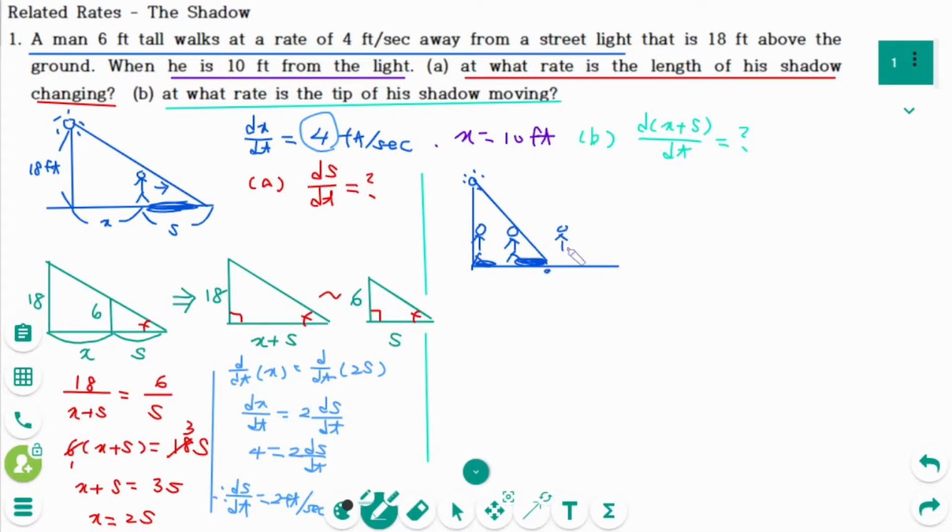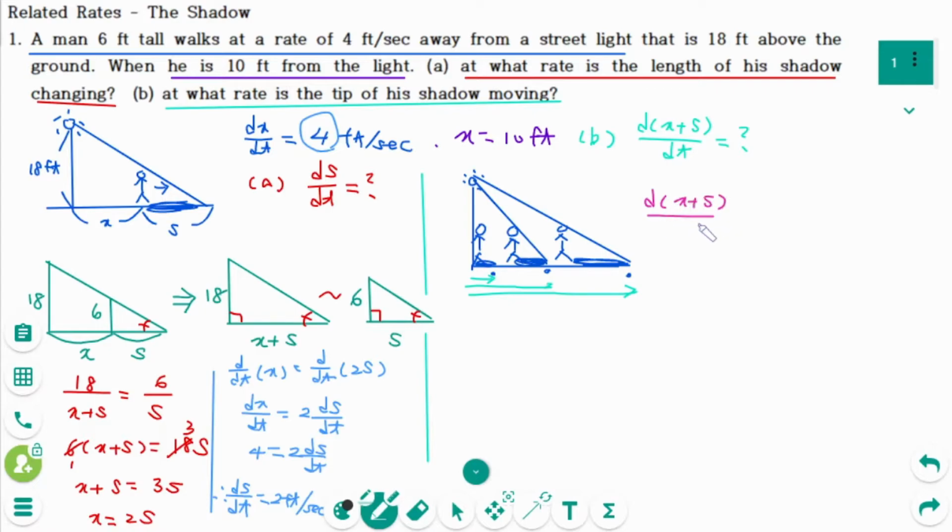If he is here, then this is the shadow. The tip of the shadow is here. So now, don't think about the length of the shadow. Let's just think about the situation where the tip of the shadow moves from here to here to here. So we need to find the rate of change of the distance from just under the street light to the end of the shadow. Then go back to the original.